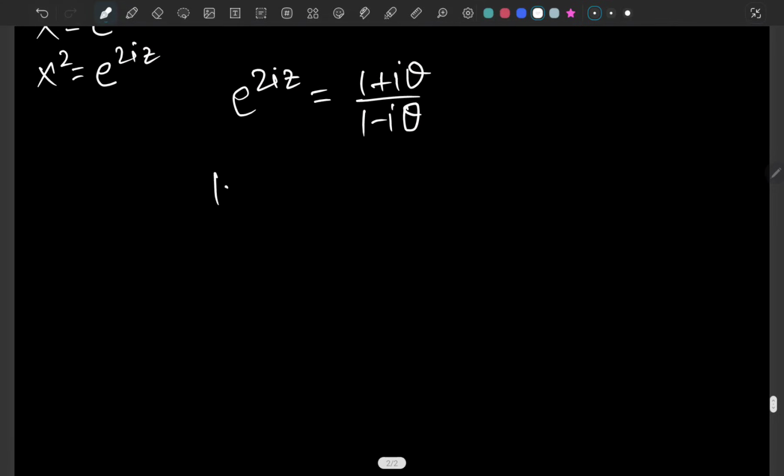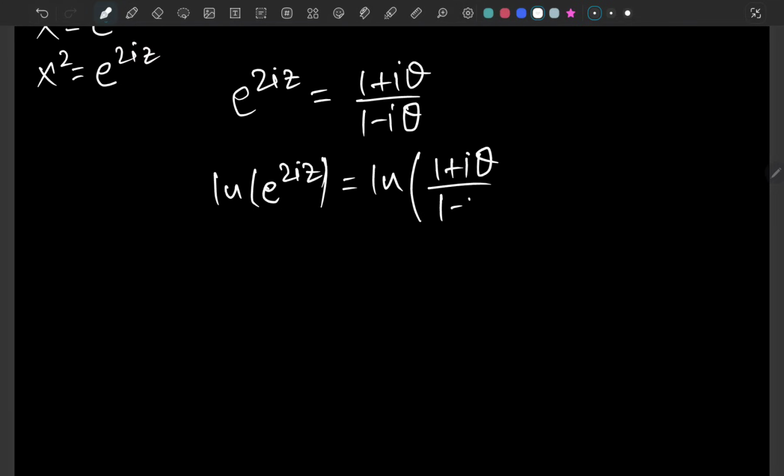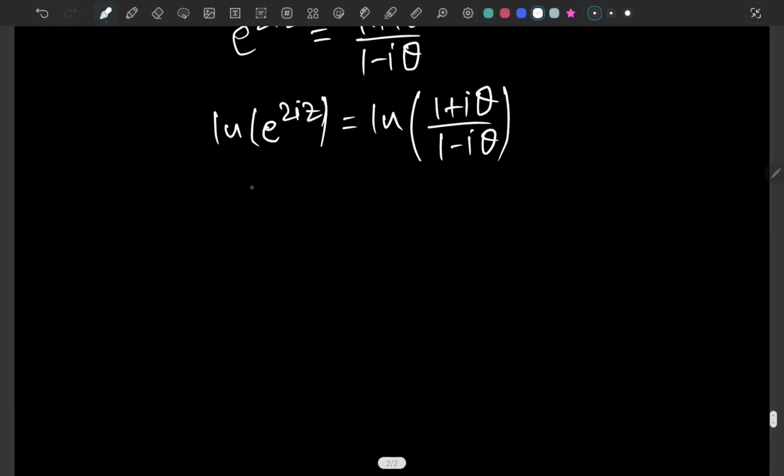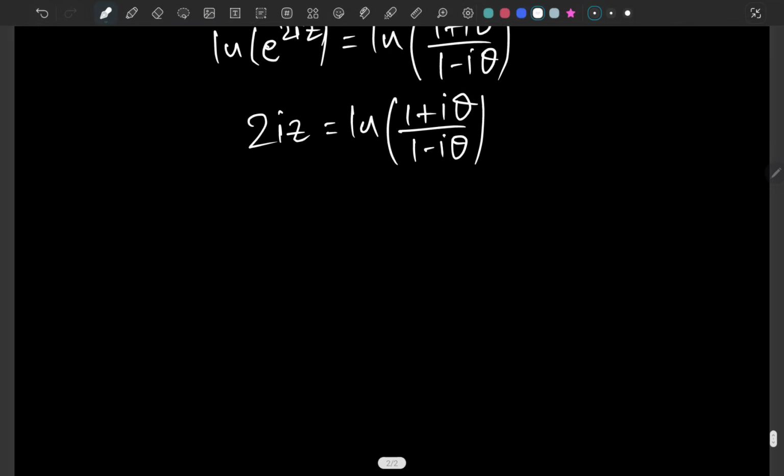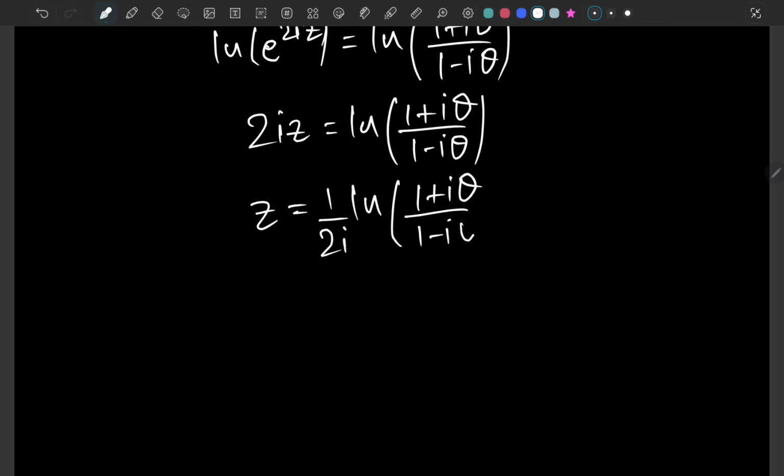And now taking natural logarithm both sides, so we have natural logarithm of e^(2iz) equals natural logarithm of (1 + i theta)/(1 - i theta), and we know that it's going to be 2iz equals natural logarithm of (1 + i theta)/(1 - i theta). Dividing both sides with 2i, so it's going to be z equals 1/(2i) times natural logarithm of (1 + i theta)/(1 - i theta).